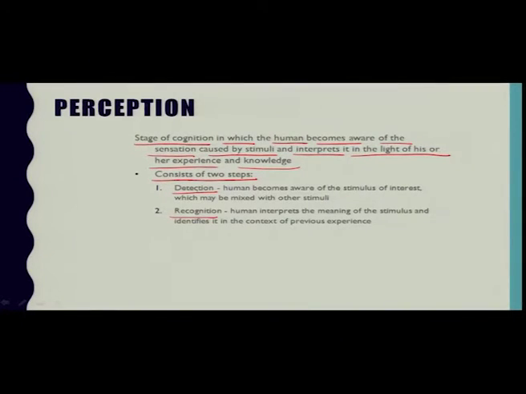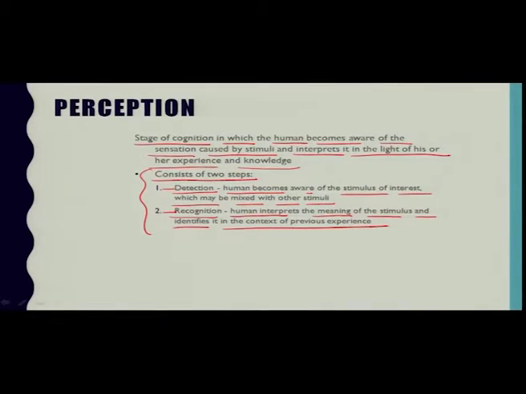The first one is detection, which means that the human becomes aware of the stimulus of interest, which may be mixed with other stimuli. The second is recognition, where the human interprets the meaning of the stimulus and identifies it in the context of previous experience. So our definitions and the examples suggest that perception consists of detection and recognition.